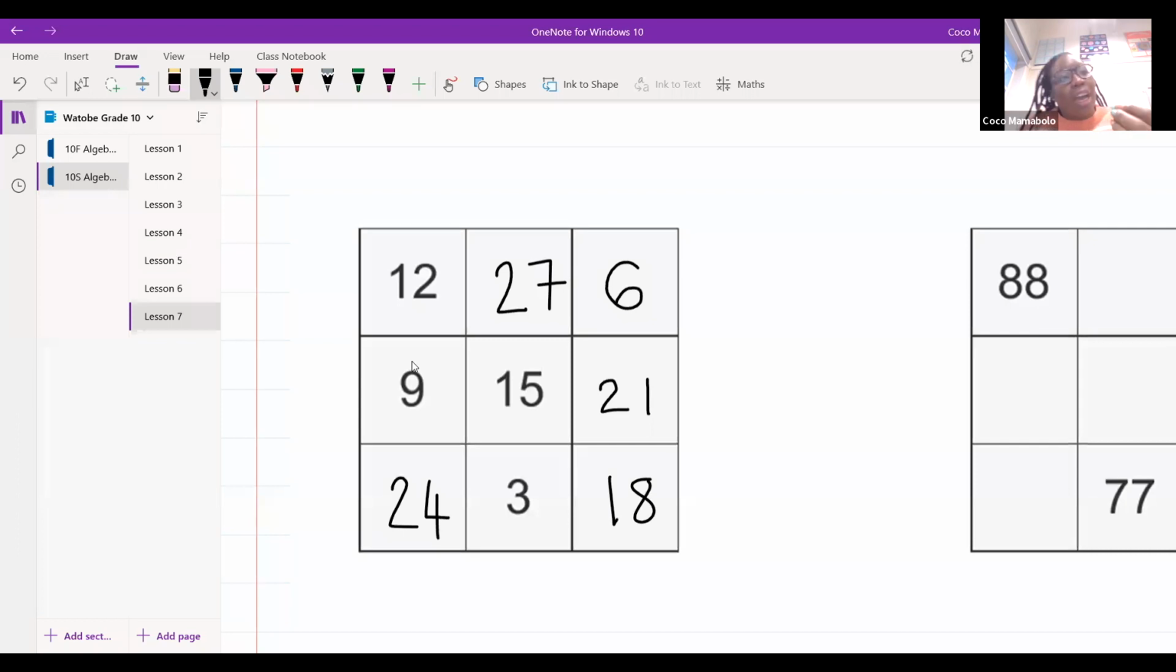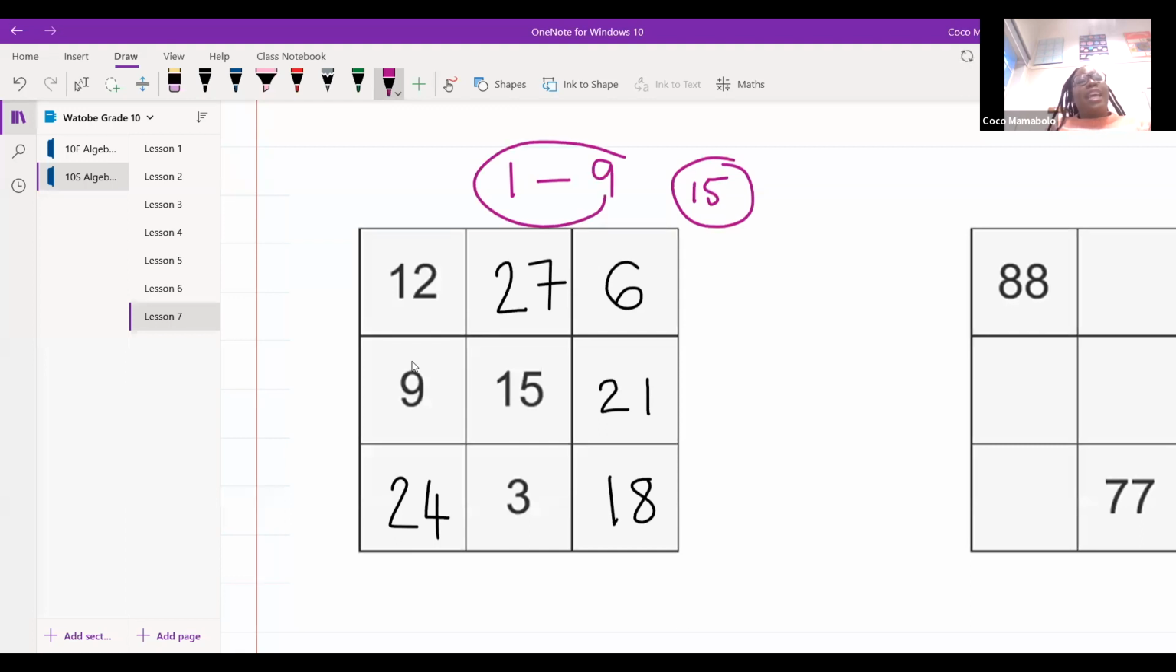Now, I want to ask you guys something. On Thursday, if you were here on Thursday, guys, we did a magic square with 15 in it. And in that magic square with 15 in it, we only used the numbers from 1 to 9, right? Today's magic square is 45. We're adding everything to 45. What do we notice about all the numbers inside the magic square?